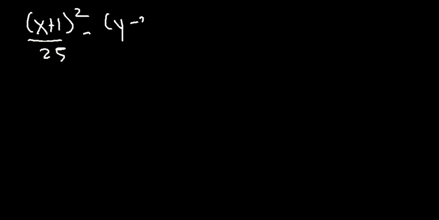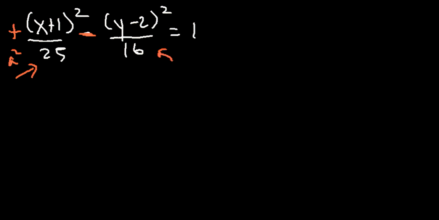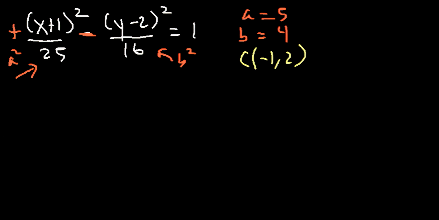So let's say we have (x + 1)² over 25 minus (y − 2)² over 16. So a² is the first number. It's not the bigger or the smaller one, whichever comes first, whichever is positive. And the second one is usually negative, so that's b². So we know that a is 5 and b is 4. And the center is (−1, 2). Just don't forget to change the signs.